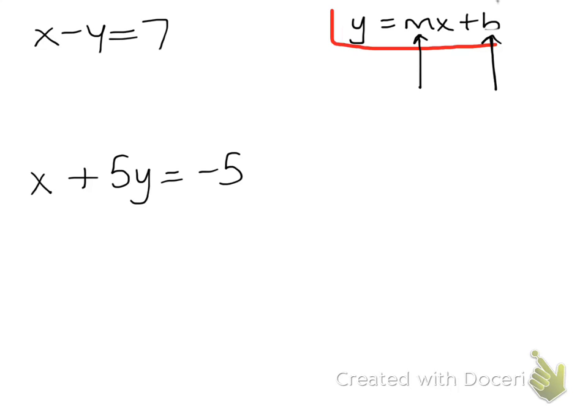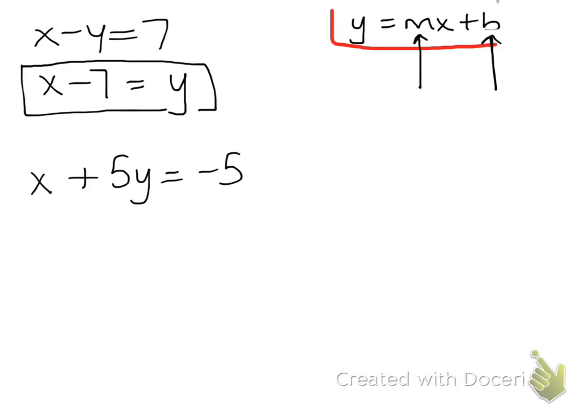So for the first equation here, x minus y equals 7, I need to isolate y on the side that makes it positive. Okay, so send y to the other side by adding y on both sides, and send 7 to the other side by subtracting 7 on both sides. So there's my first equation.